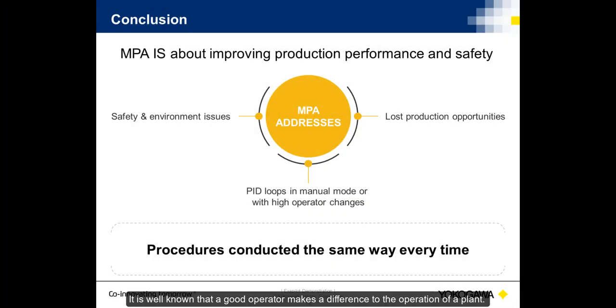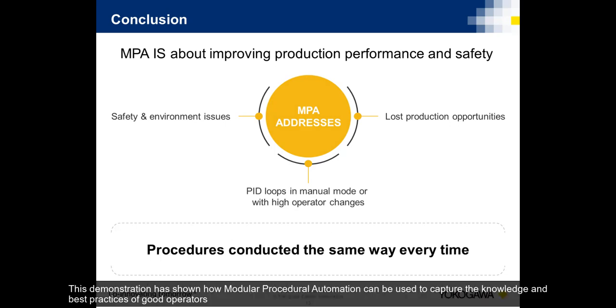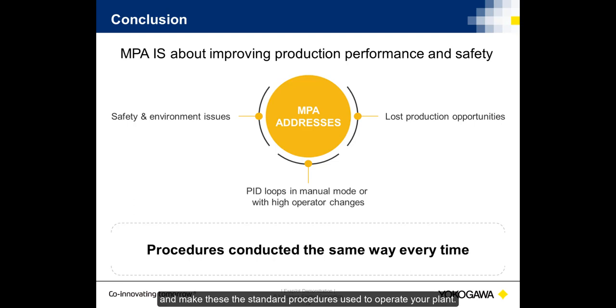It is well known that a good operator makes a difference to the operation of a plant. This demonstration has shown how modular procedural automation can be used to capture the knowledge and best practices of good operators and make these the standard procedures used to operate your plant.